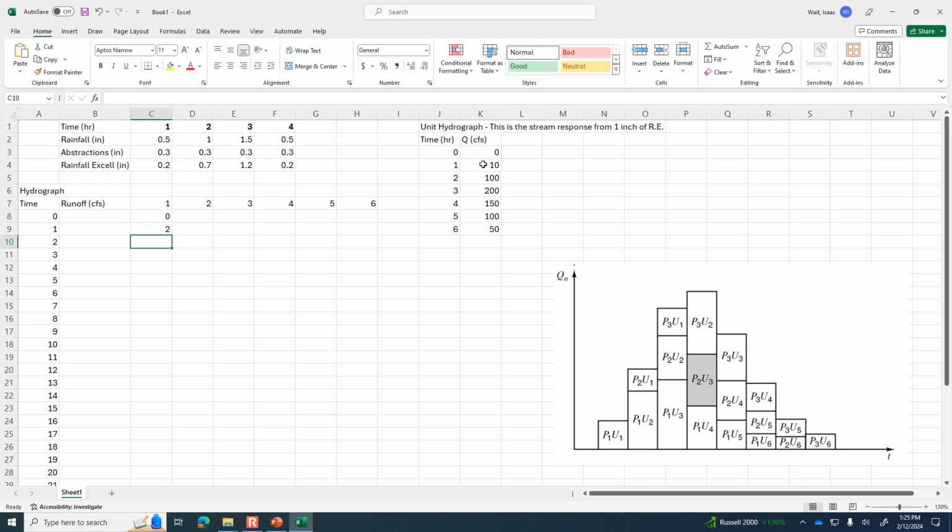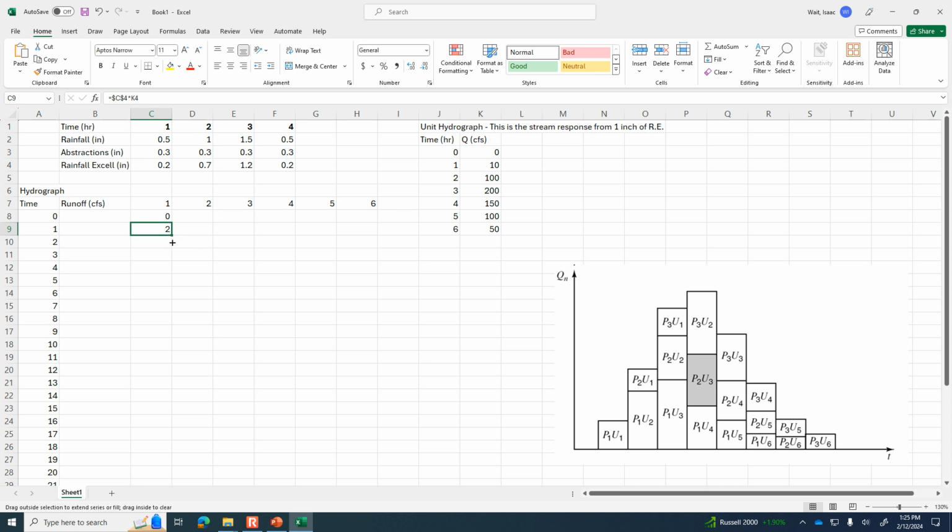And so 2 CFS. And that makes sense, right? If in 1 inch of rainfall excess we saw 10 CFS, so 1 inch of rainfall excess causes 10 CFS of outflow, then 0.2 inches of rainfall excess should cause 2 CFS of outflow. Does anybody have questions so far? It's just a linear response.